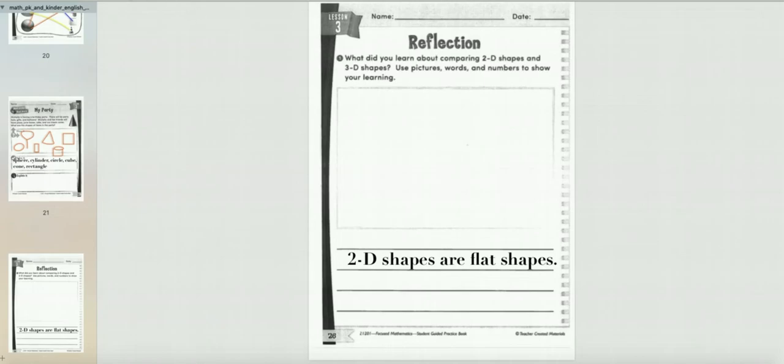we also learned that 3D shapes are solid figures, and we know that 3D shapes, some of the objects have a flat shape that is the same as a 2D shape. For example, a cube, the sides, let's see if I can get this.